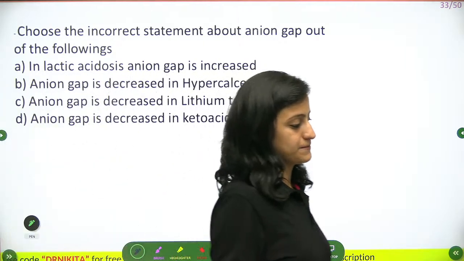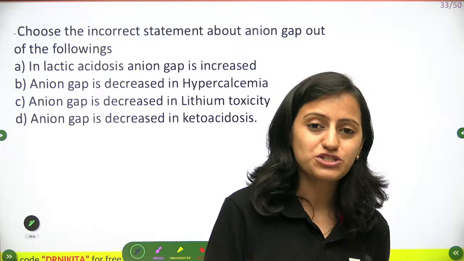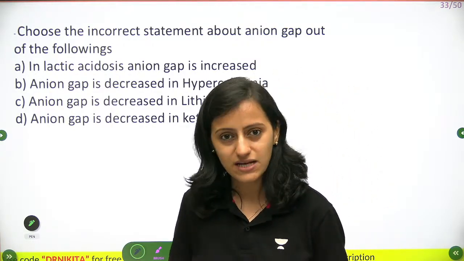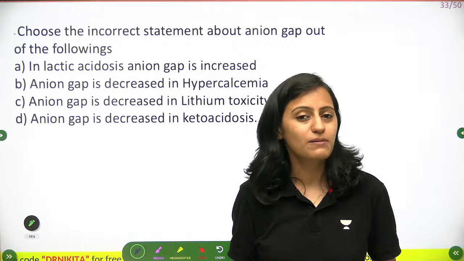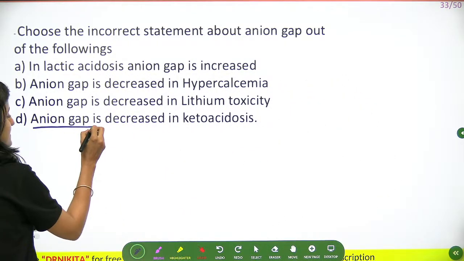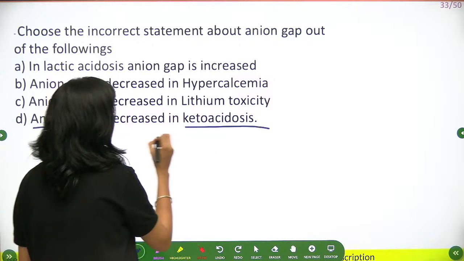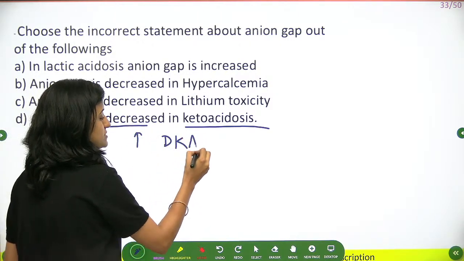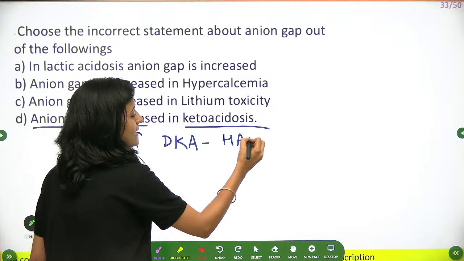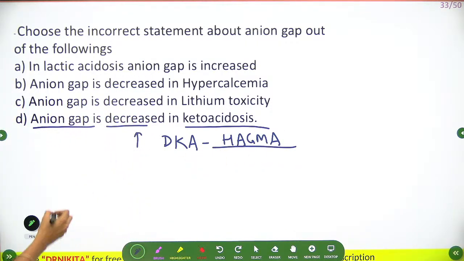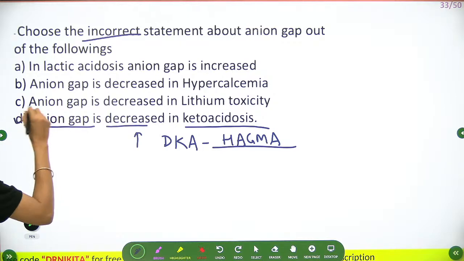Absolutely right. See, always use this trick. It helps you many times: when you are pretty sure that this is the answer, or I know that this is incorrect or this is correct, then do not think about the other options. Now, all of us know that anion gap in ketoacidosis is increased. Diabetic ketoacidosis is a high anion gap metabolic acidosis. So that is for sure the incorrect statement.